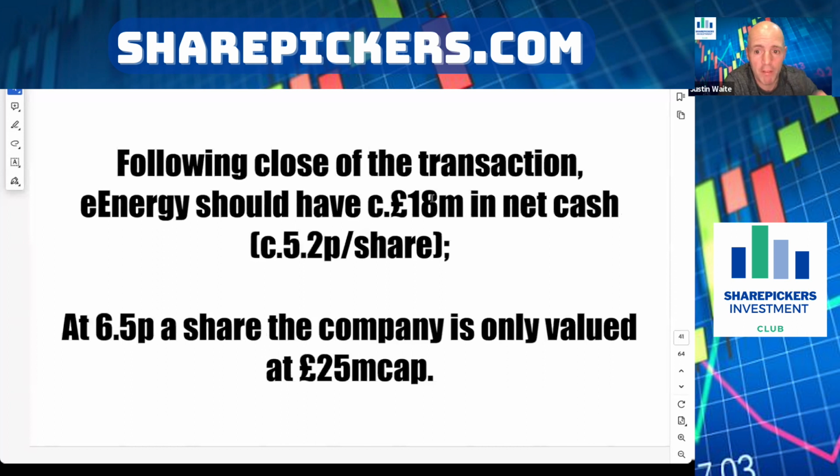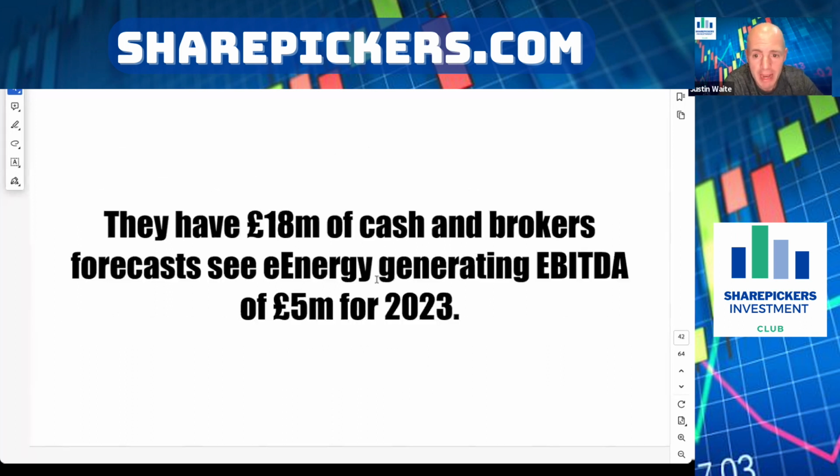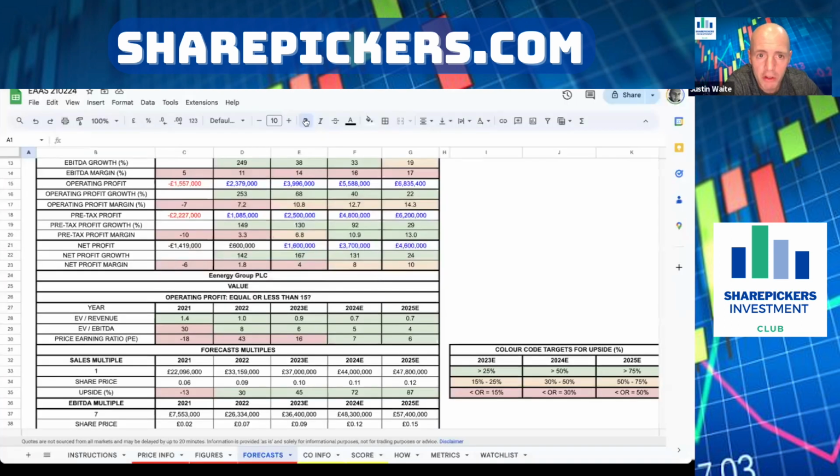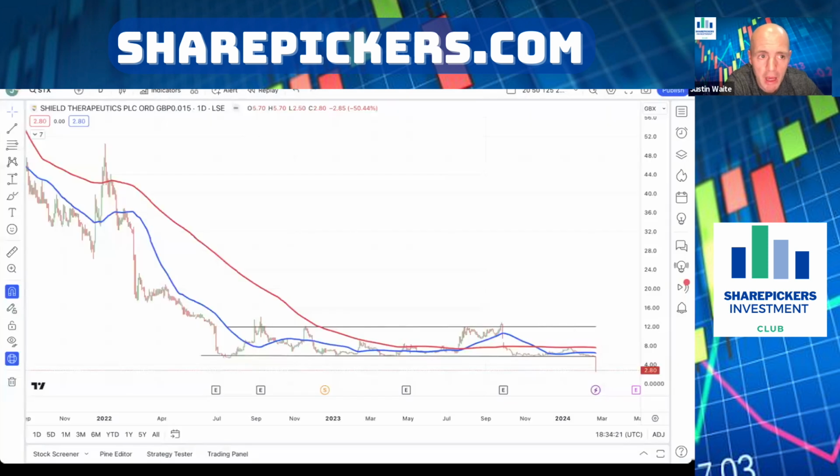For example, following the close round, they have 18 million. That's 5.2 pence a share in cash. At 6.5 pence, which is what they are at the moment, they're only valued at a 25 million market cap. So they have 18 million in cash, and brokers forecast eEnergy generating EBITDA of 5 million for 2023. Now you put that on a 7 times multiple, that's 35 million plus 18 million cash, that's 53 million, or 13.6 pence a share. So that's more than double where we are now. Well, it's double, isn't it? So I think eEnergy is a good play, but be careful of the results.